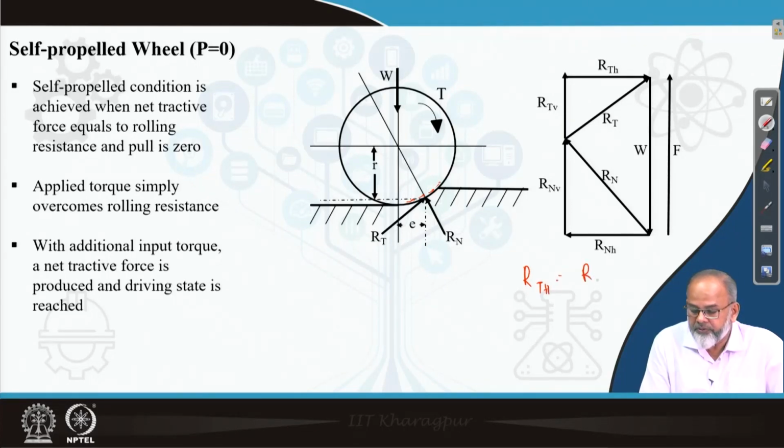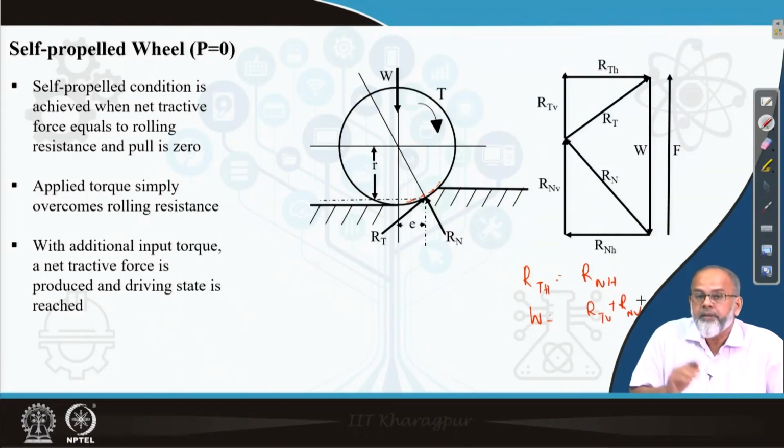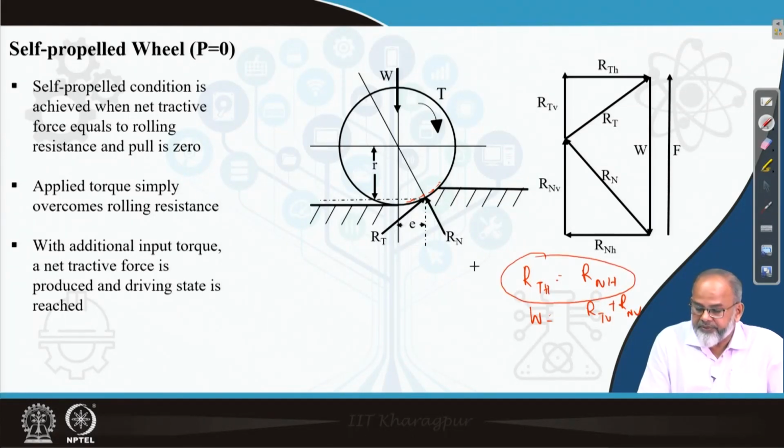Rth will be equal to Rnh, and W will be equal to Rtv plus Rnv. So this Rth, the thrust which is developed, will be sufficient to overcome the rolling resistance. It will not develop any pull. And this condition we have taken as zero condition, which we have already defined, zero slip.